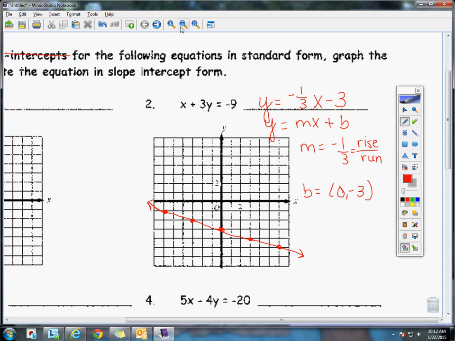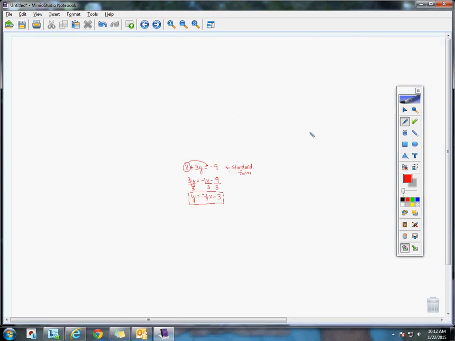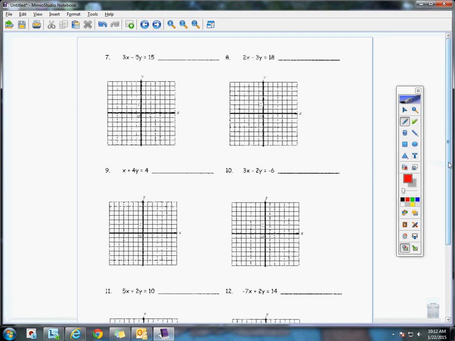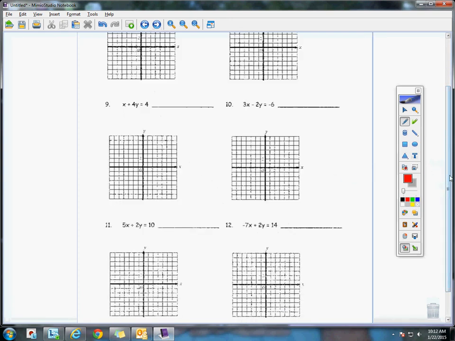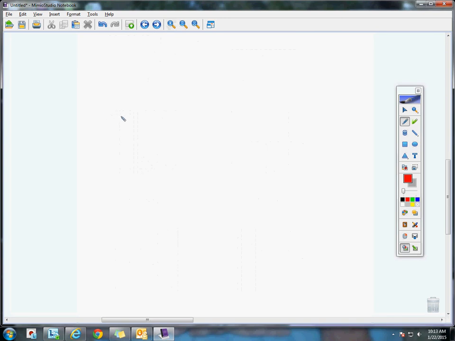The last one that I'm going to do is number 12. So that's on the back side. So we have negative 7x plus 2y is equal to 14. We're going to put this into slope-intercept form. So I'm going to go ahead and do another page. We have negative 7x plus 2y is equal to 14. Again, it's in standard form. Put it in slope-intercept form.